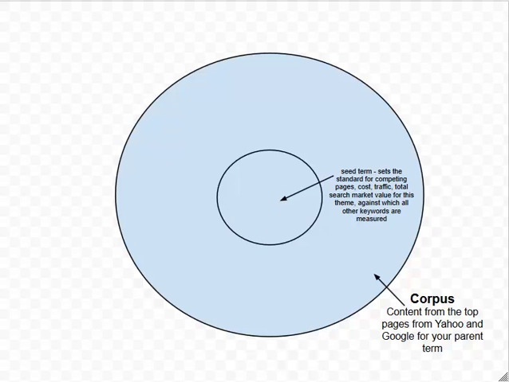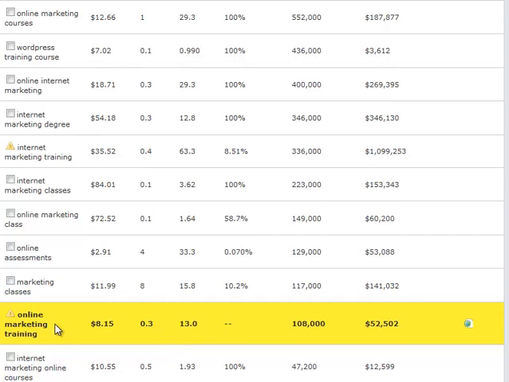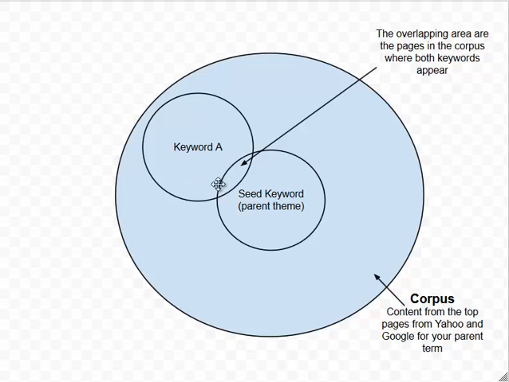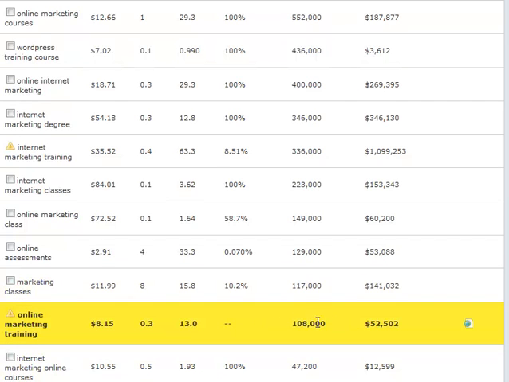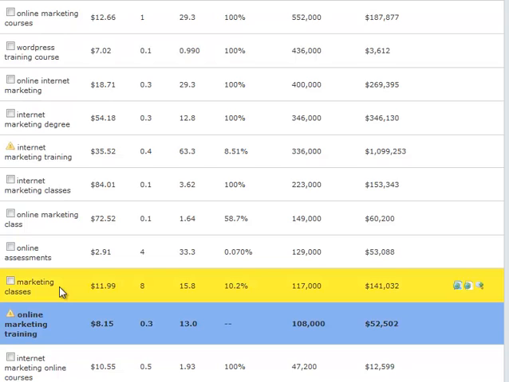Alright, so back at our drill here, we've got online marketing training, which is our seed term, and the first keyword that we're going to compare it to is marketing classes. If we look back at our graphic again, keyword A now represents marketing classes, and this overlap area is the co-occurrence. These are the number of pages that contain the seed term that also contain our keyword. So we've got roughly 10% of the 108,000 pages for online marketing training also containing the keyword marketing classes. That makes sense. There could be a lot of things that have to do with marketing classes that aren't necessarily to do with anything online, so this isn't going to be a huge intersection. 10% is actually quite a good number given those two ideas.